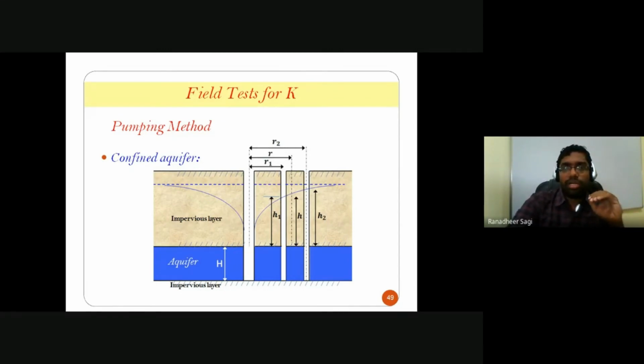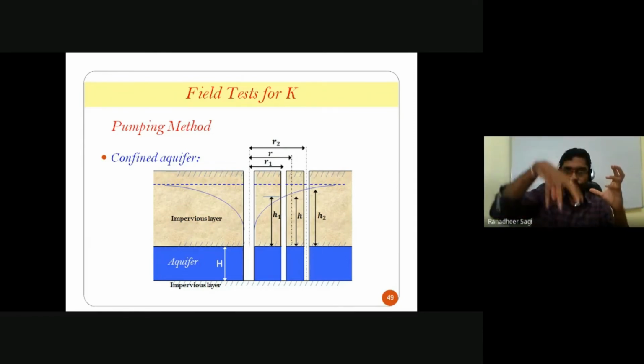So as I told you, it is based on what is called a pumping test. So how do we carry out this pumping test? What do we do in this case of pumping test? First, we will go to the field and make a borehole into the ground. Borehole in the sense it's a hole which you make inside the ground.